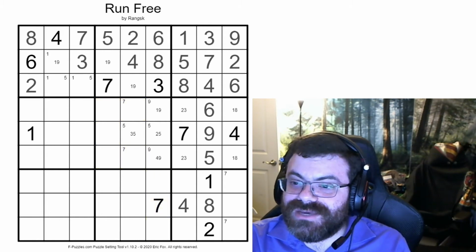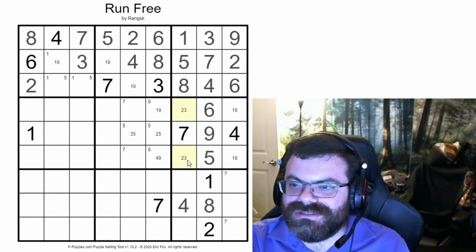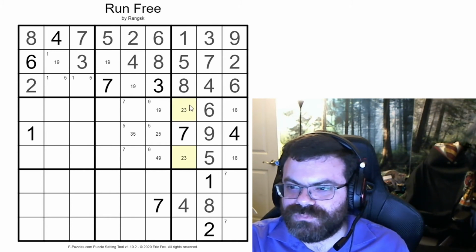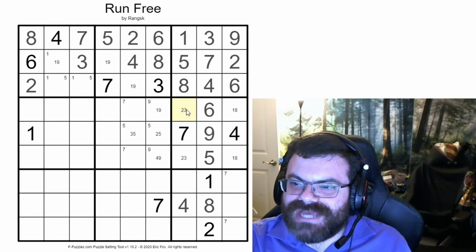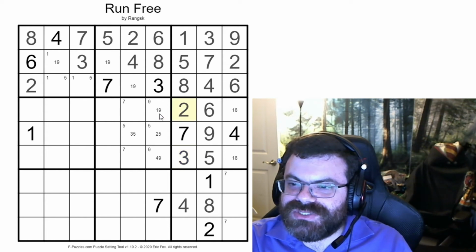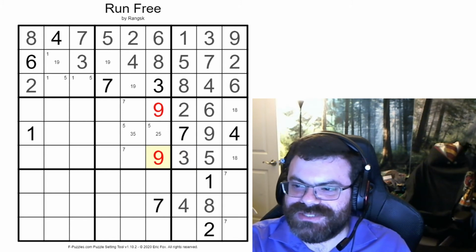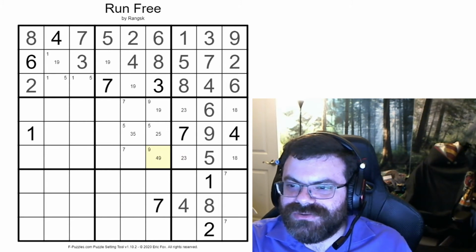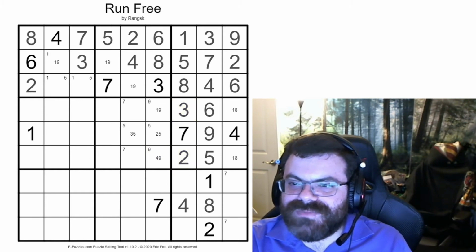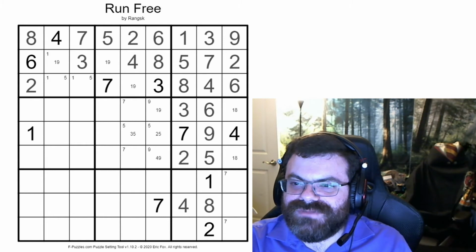Now the next thing that we can actually do is we can fill in these two squares. So imagine what would happen if this was a 2, and therefore this was a 3. Well, the 2 eliminates the 1, making this a 9, and the 3 eliminates the 4, making this, you guessed it, also a 9. Well, we can't put two 9s in the same box, so that means this has to be 3 and 2.